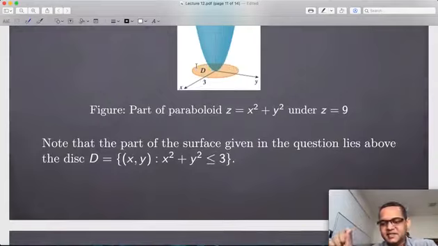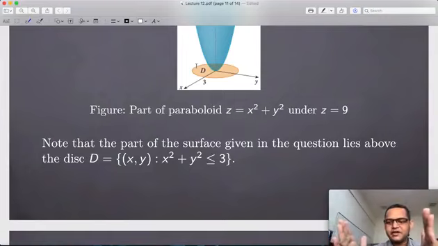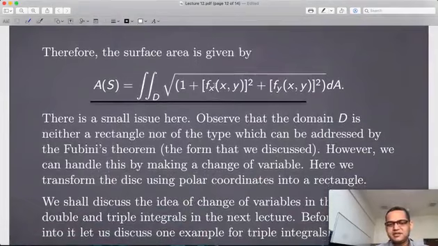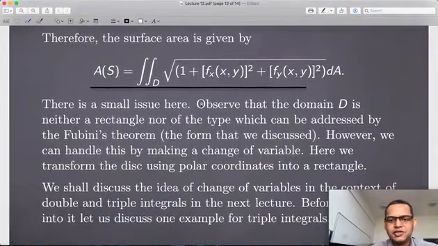Okay, it's neither a rectangle nor is it bounded by two curves, correct? So there is a small bit of problem over here, but the disk is such a nice thing, we should be able to compute the double integral over this. Okay, so we are going to resolve this problem slowly.